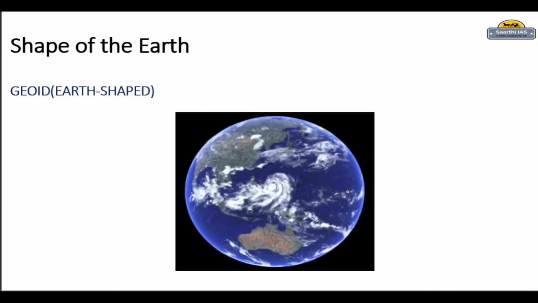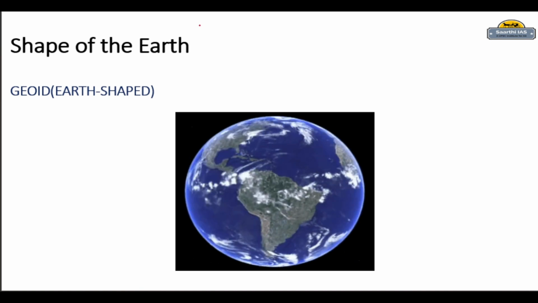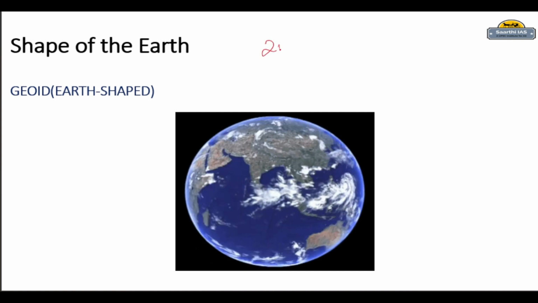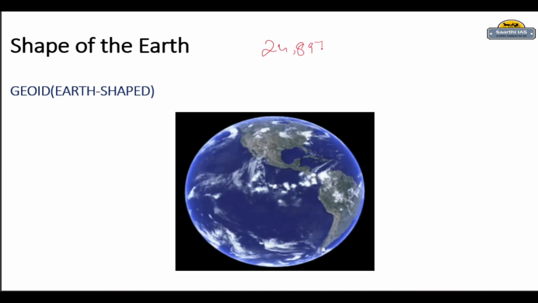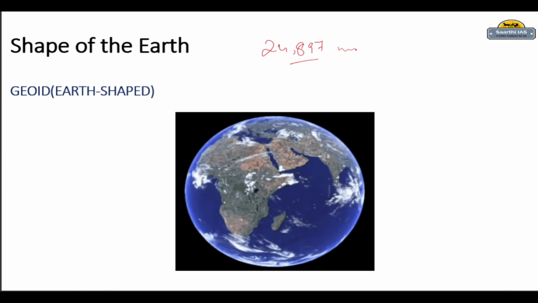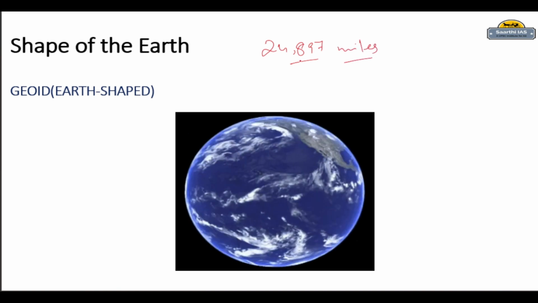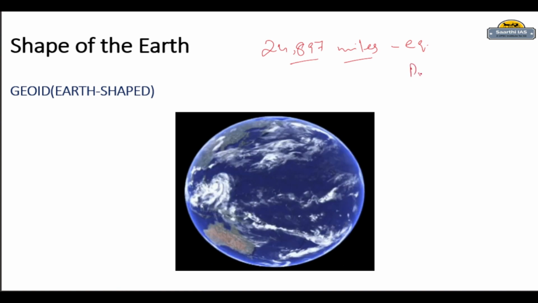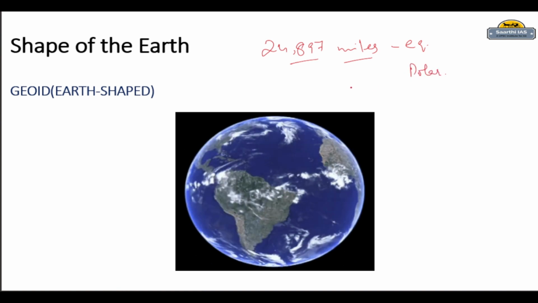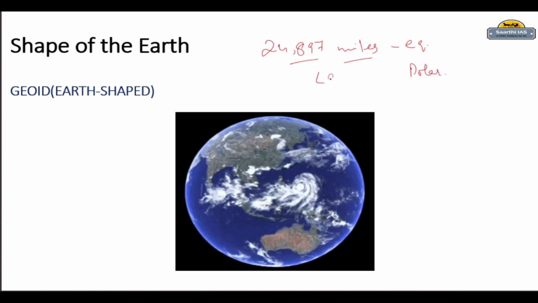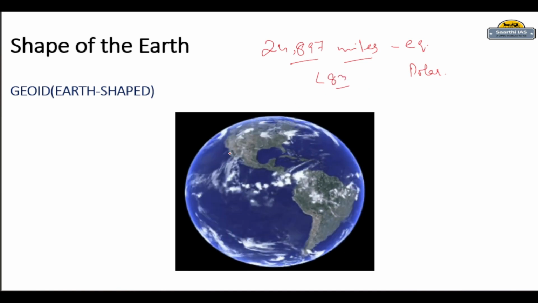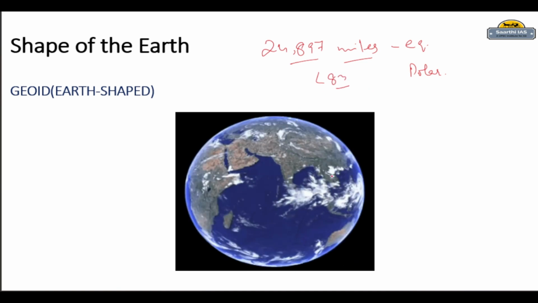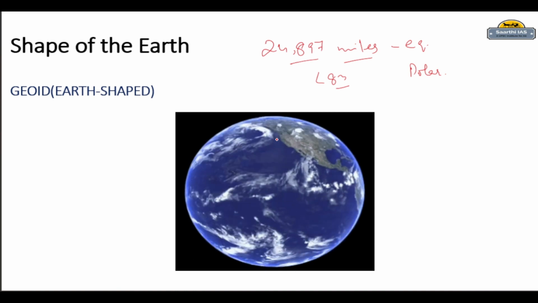If we talk about the equatorial circumference, it is about 24,897 miles. It is the equatorial circumference of the Earth's surface. Now we will talk about the polar circumference of the Earth's surface, and that is less by 83 miles. So you can see that the circumference at the equator is greater than at the poles.